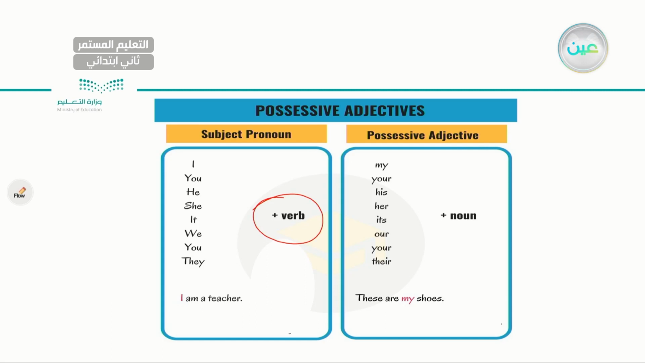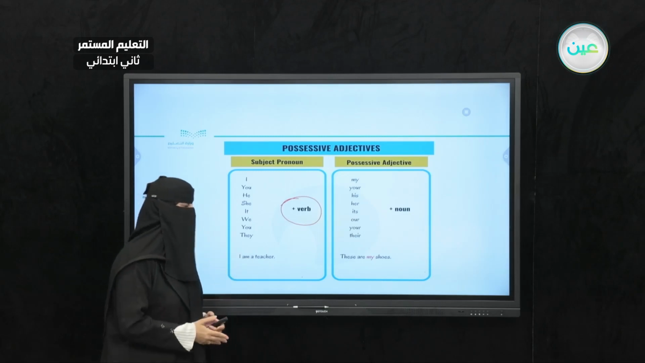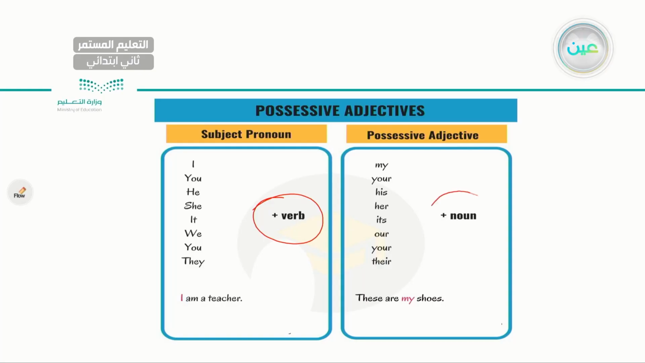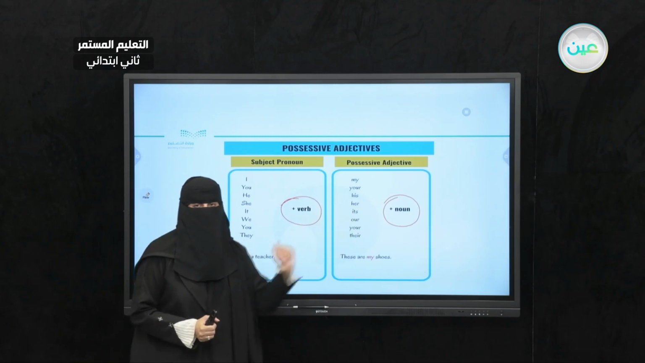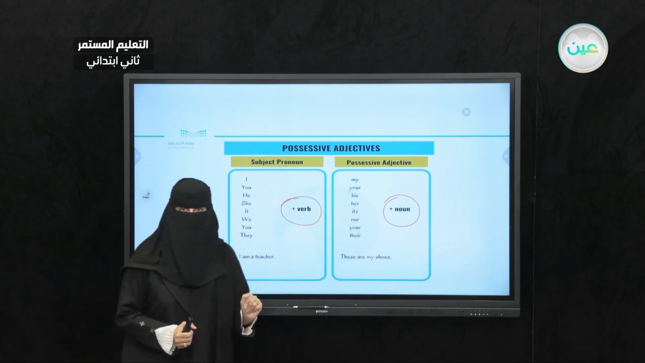Very good. This is very important. So for subject pronouns, they often go with a verb. Okay? But for the possessive adjectives, they are followed by a noun. Very good. By a noun. These are my shoes. That is his car. This is our country. This is her family. Okay, as you can see, I'm using nouns after these possessive adjectives.